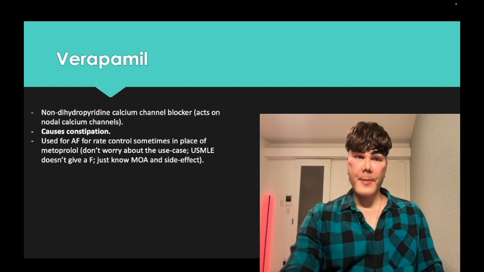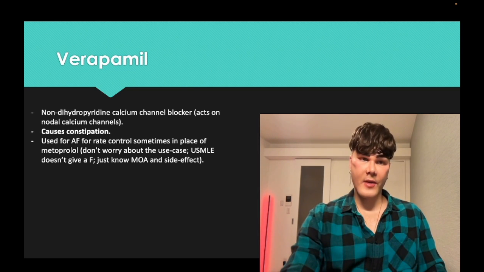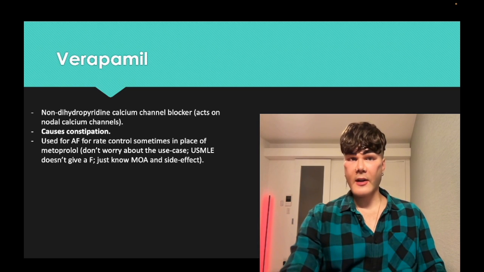So verapamil is a non-dihydropyridine calcium channel blocker. It acts on nodal calcium channels. This is in contrast to dihydropyridine calcium channel blockers such as nifedipine and amlodipine, which I'll talk about, which act on arteries / arterioles instead.